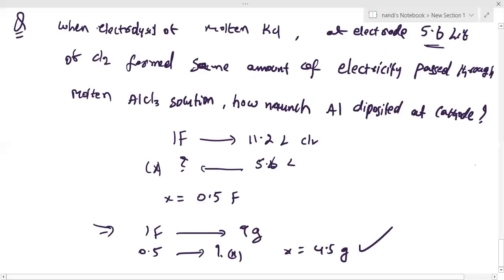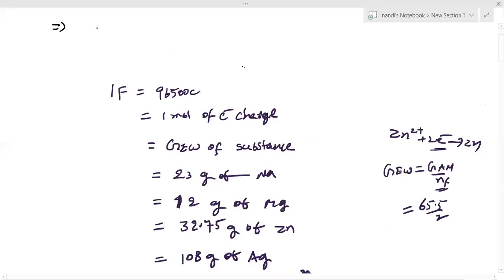So yesterday we discussed 1 Faraday means, is it correct? 1 Faraday equal to a mole of electrons. Now we are writing the list on Faraday. 1 Faraday is 96500 coulombs, and 1 mole of electron charge. Please note down.